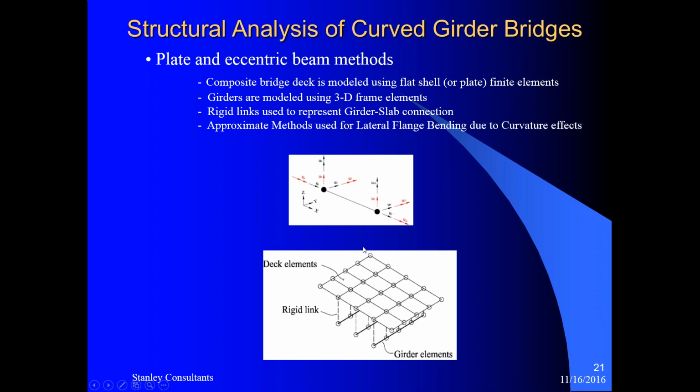And plate and eccentric beam methods. Here, the deck is modeled by plate or shell elements, and then the girders are modeled by 3D frame elements, and they are rigidly linked. So this model represents the depth of the structure. And as we will discuss shortly, these have a little bit better response when a skew is considered in addition to the radial curvature of the system.